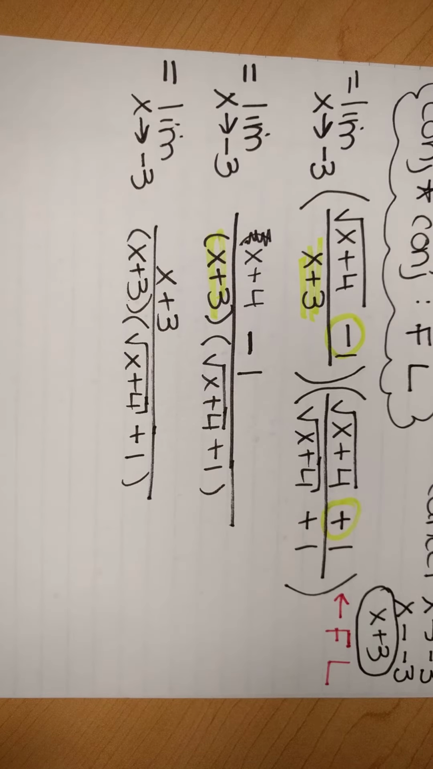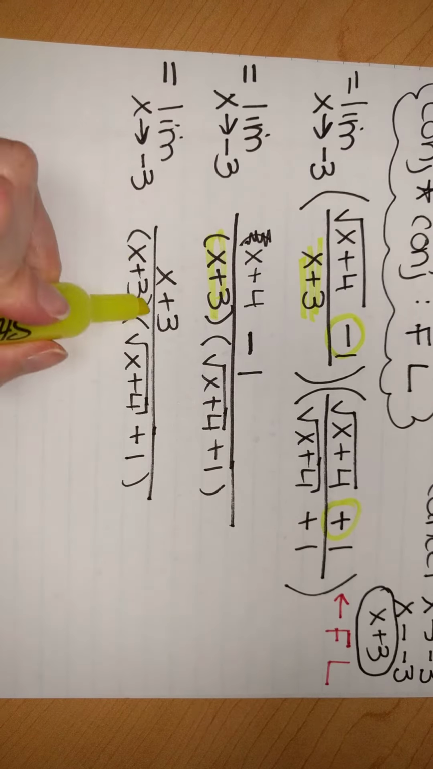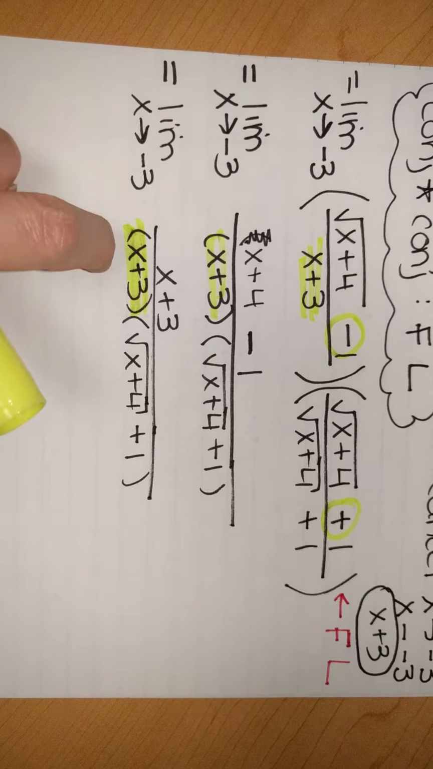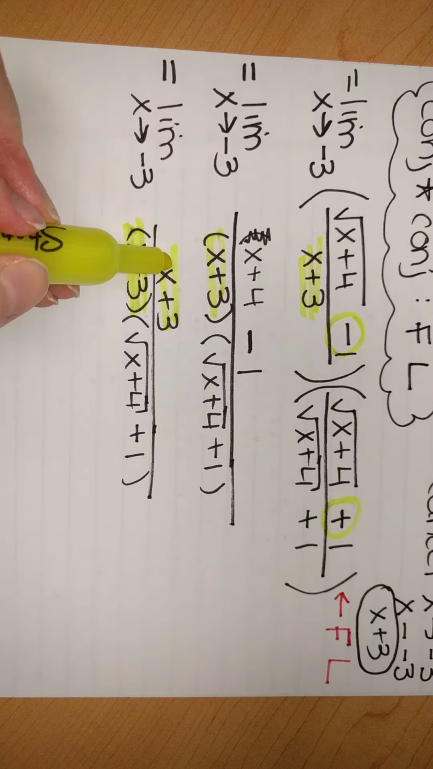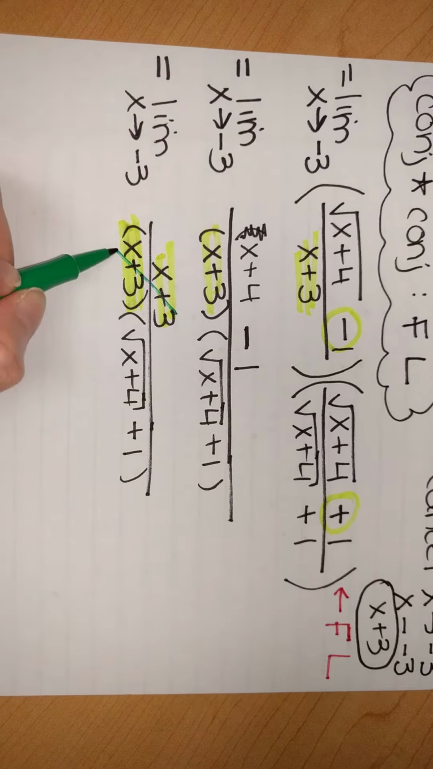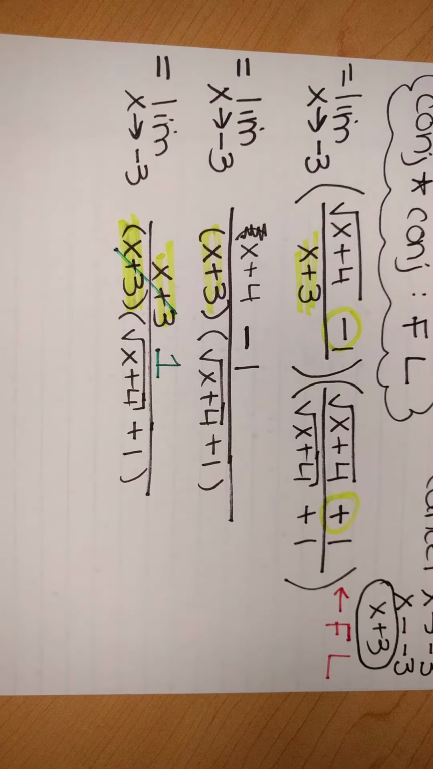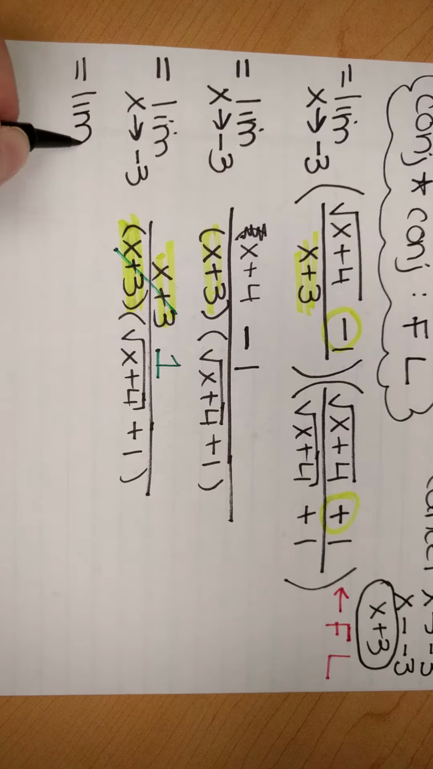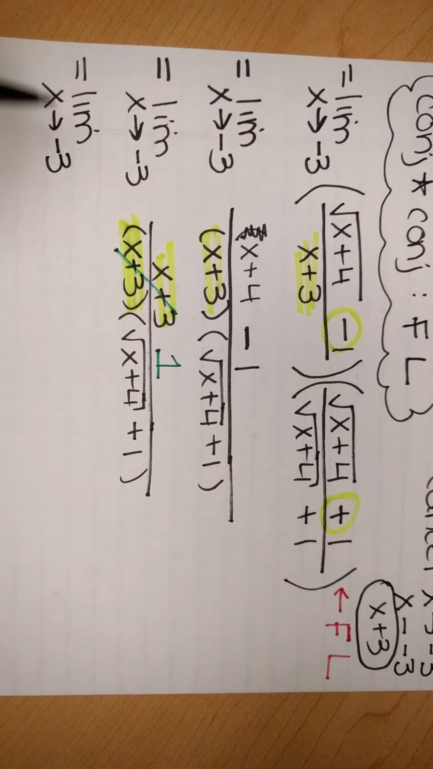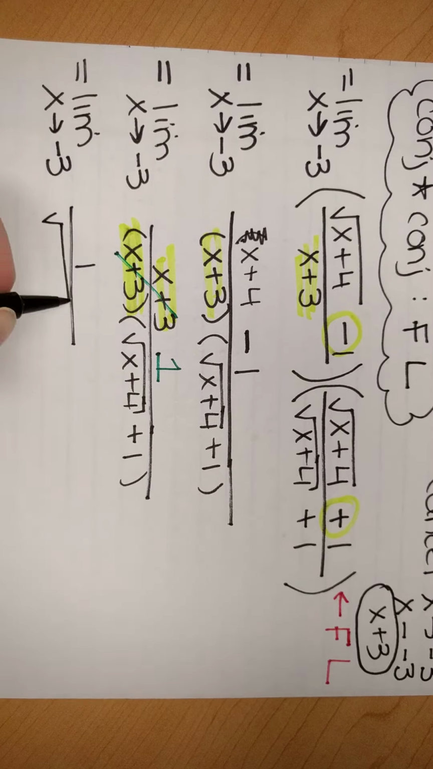Now, that is exactly where we want to be because we want to cancel out this x plus 3, and we now have an x plus 3 in the numerator and the denominator. So we very happily cancel out those x plus 3's. We're left with 1 in the numerator. And then we have the limit as x goes to negative 3 of 1 over the square root of x plus 4 plus 1.